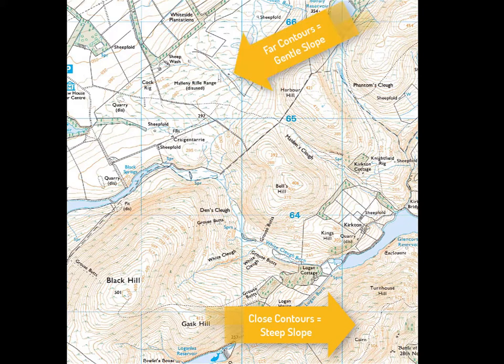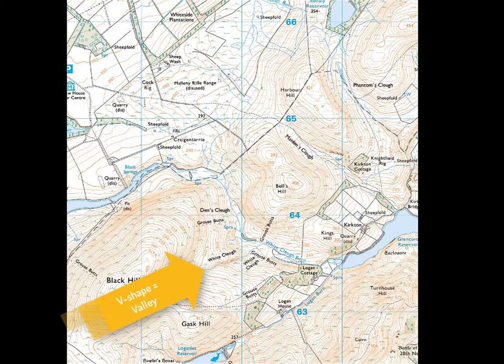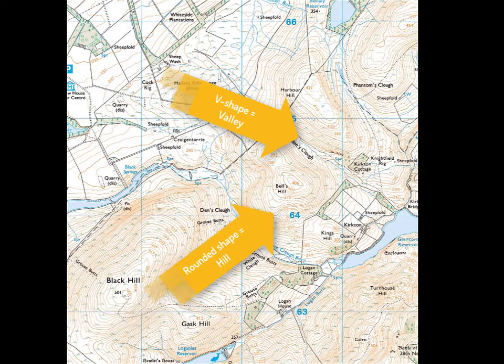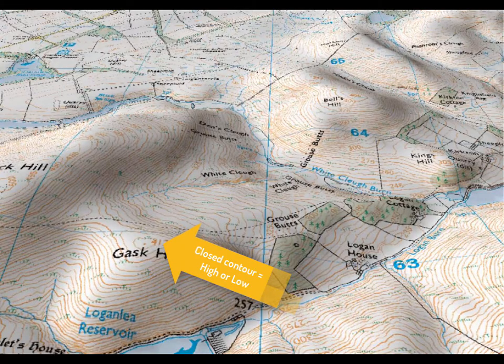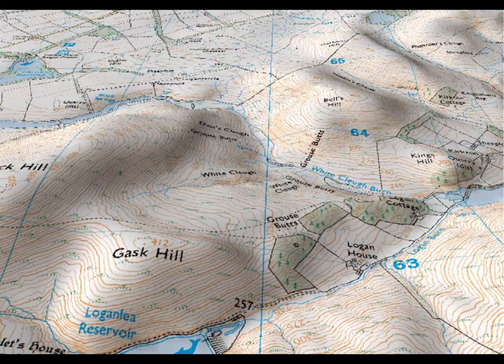On this topographic map, we can see that narrow-spaced contours indicate steep slopes, that widely spaced contours indicate gentle slopes, that contours have a V-shape in valleys and a rounded shape on hills. Closed contours indicate high or low areas on the map. All of this is useful for identifying topographic features like hills, valleys, cliffs, and so on when observing a topographic map.